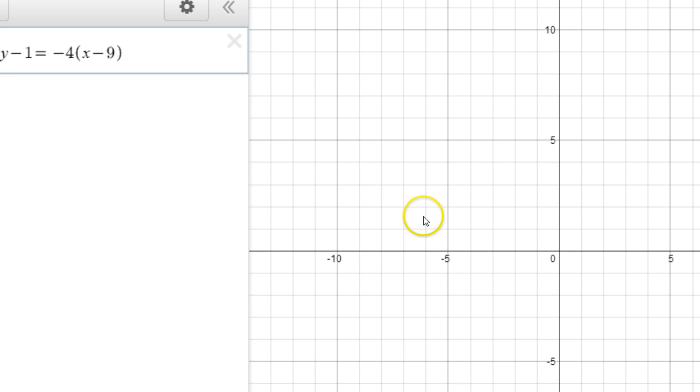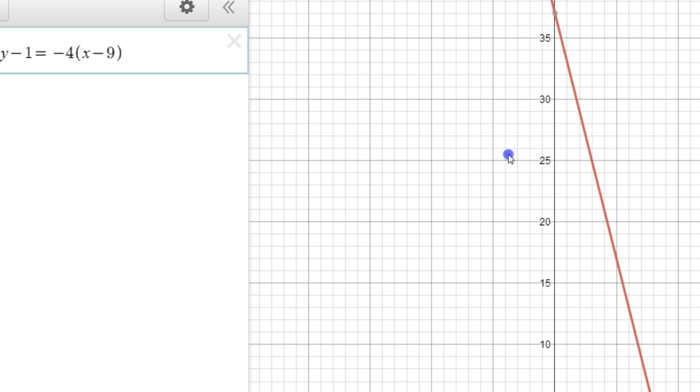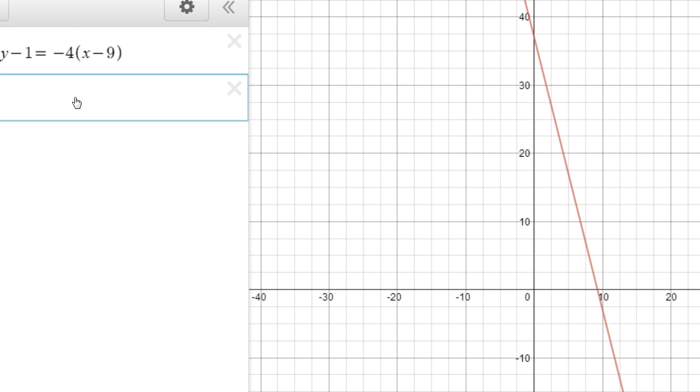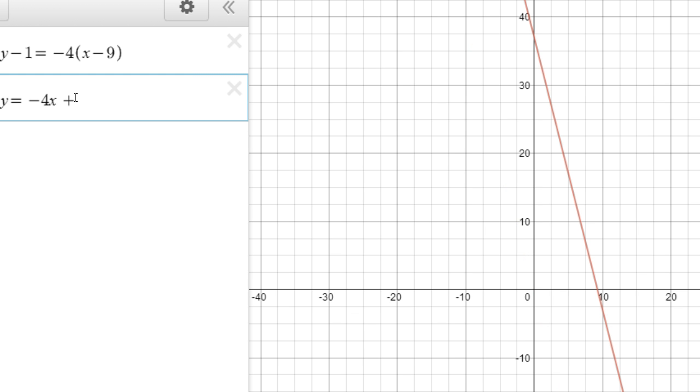So let's zoom out a little bit so you can see it. Okay, you would have this slope right here. So let's zoom out a little bit more. Or you could graph it in slope-intercept form, -4x plus 37. Okay, as you can see, they overlap. Or you can graph it in standard form, which is 4x plus y equals 37. And you'll get the same line each time. Again, as you can see, as I get rid of stuff, you're still getting the same exact line.